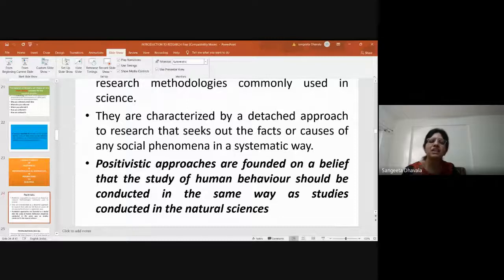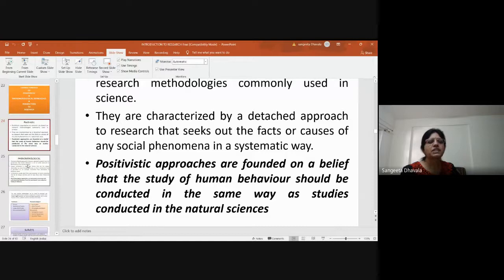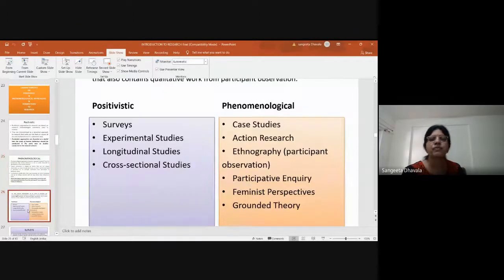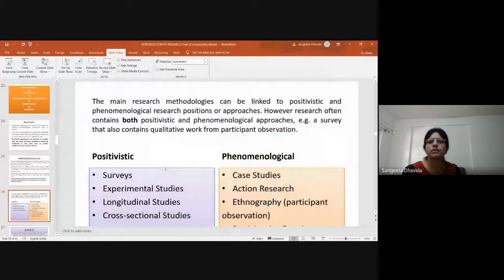Numbers. The numbers are there for everybody to see. Okay, that is the positivist approach. Then we have the phenomenological approach. So these approaches are particularly concerned with understanding behavior from the participants' own subjective frames of reference. So now I hope you got the basic understanding. So what are the different methods that both use?